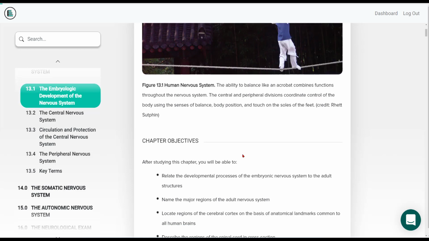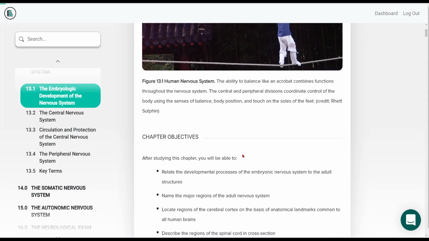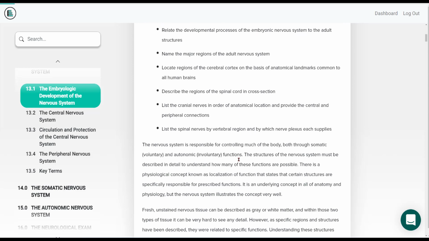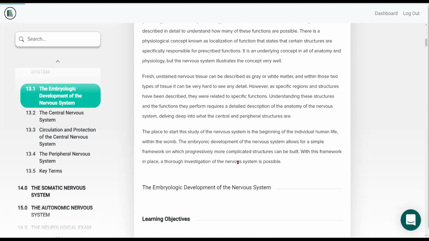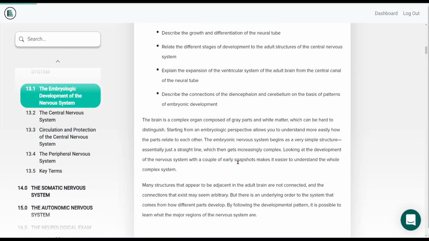I have gone ahead and I've already highlighted a couple of key terms, and I have blocked out some things that are not as important. But let's take a look at where the nervous system comes from. And we already saw this early in the course. We learned that the nervous system comes from the early embryo in the outer layer of the ectoderm.